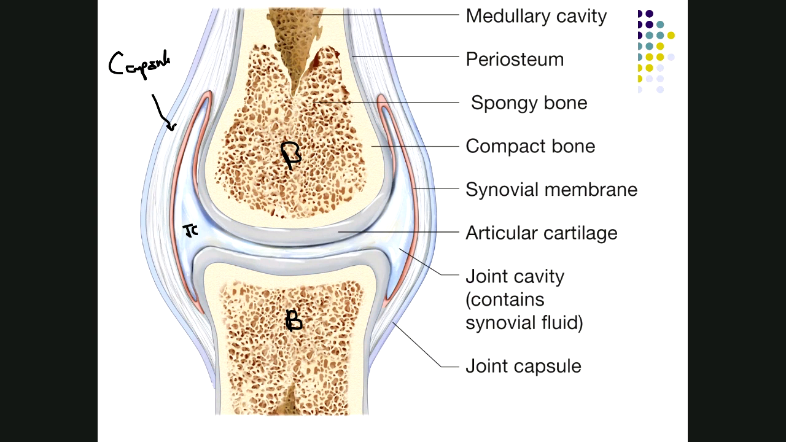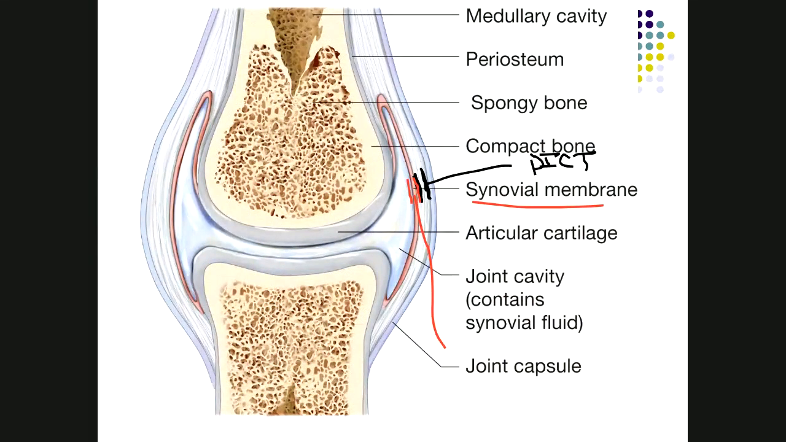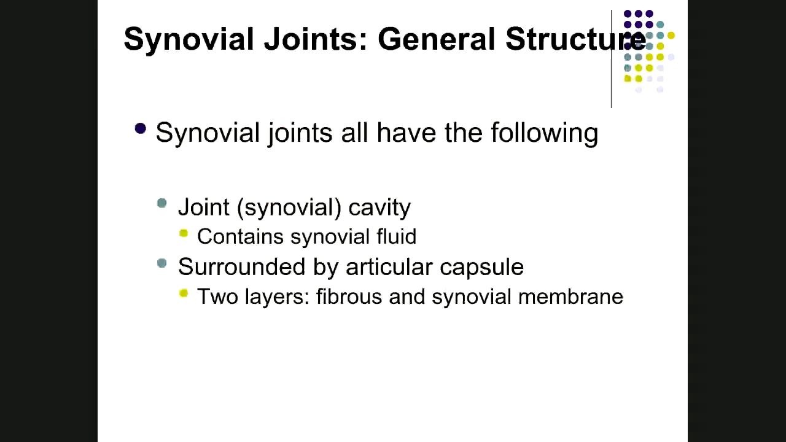Well, in this picture, one layer is this one. It's sort of this gray layer. And that layer is made out of dense, irregular connective tissue. But there's another layer facing the cavity, and it's this one right here. And that layer is the synovial membrane. So when you look at this joint capsule, it has two layers to it. It has a fibrous layer, that's the dense, irregular connective tissue. And then it has this synovial membrane, and that's actually simple squamous epithelium.